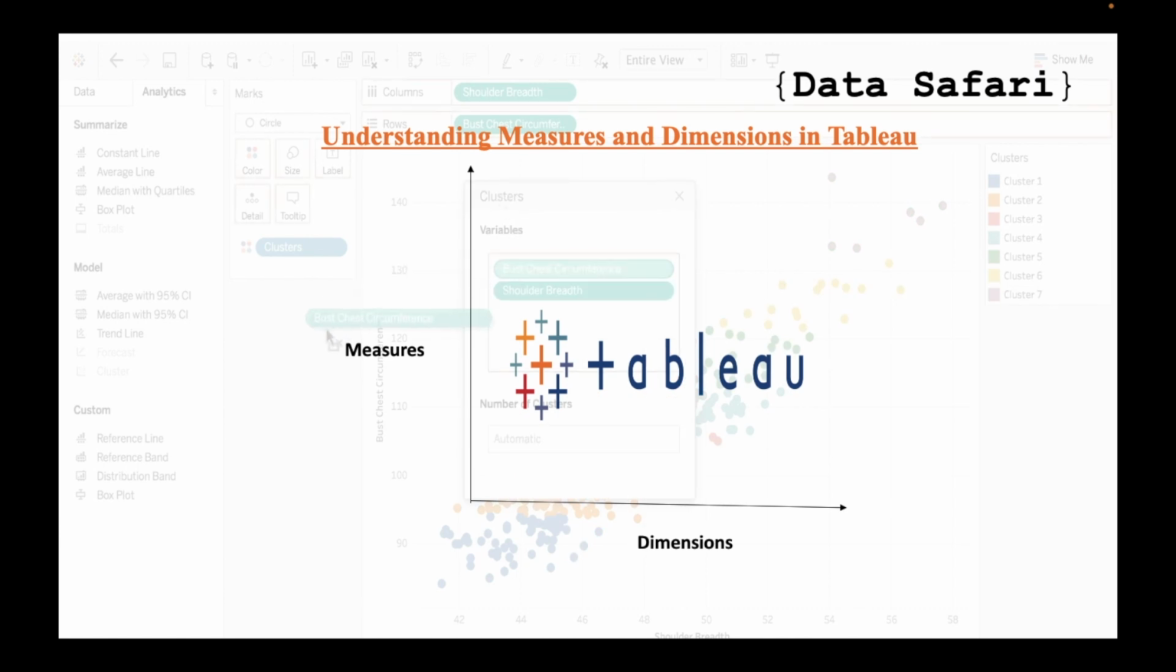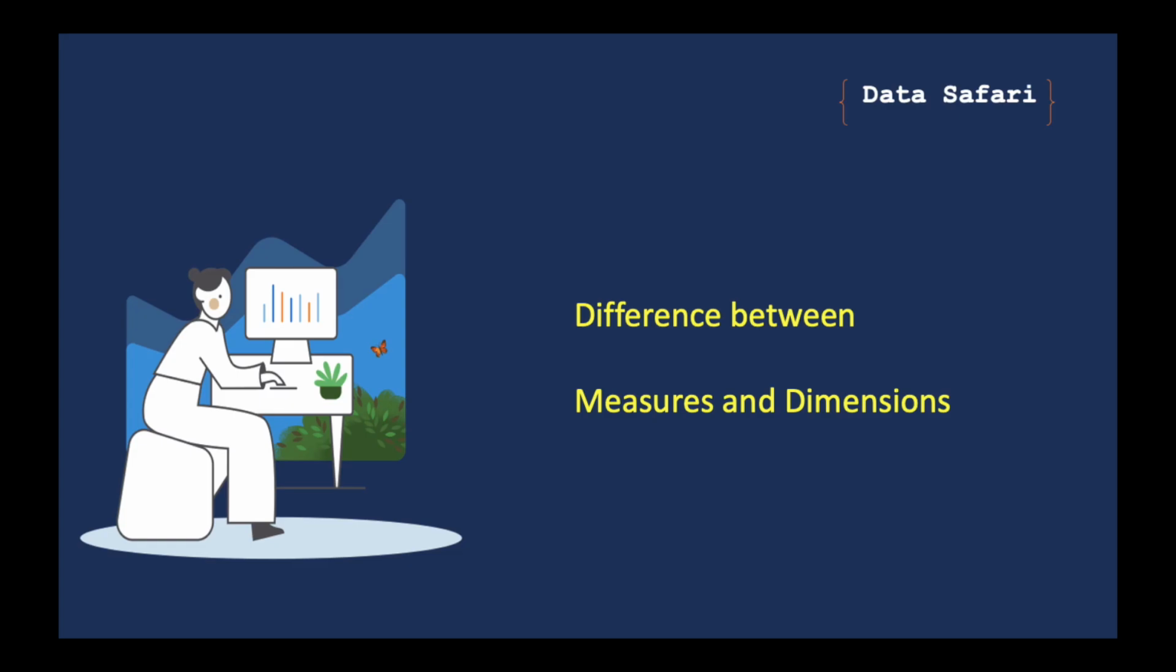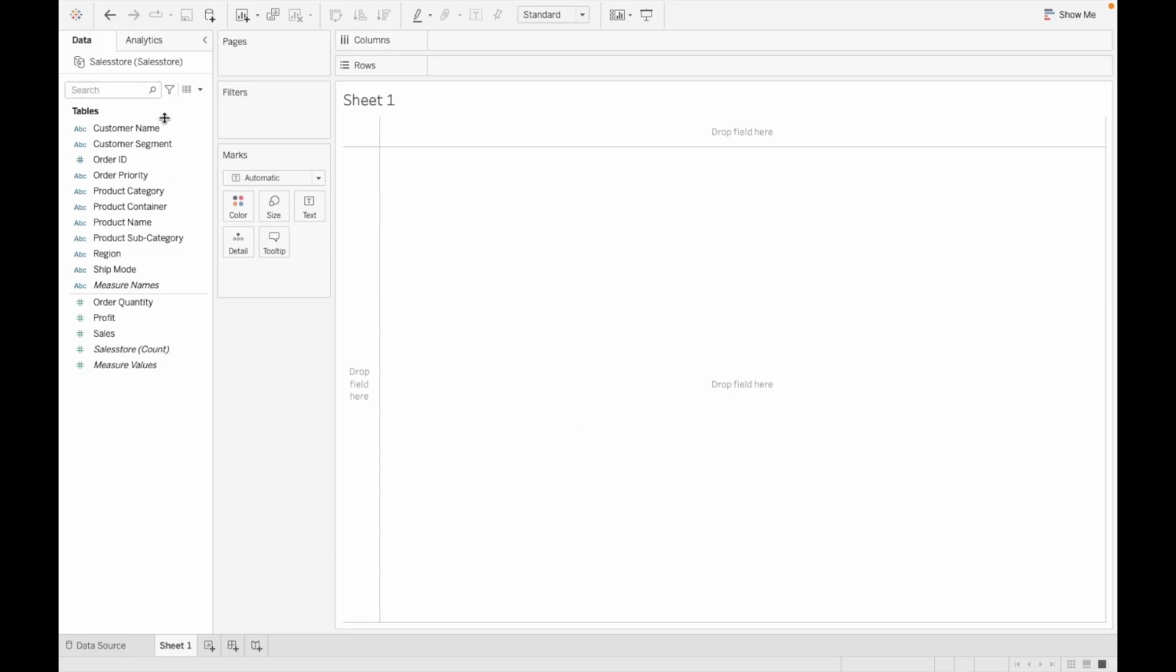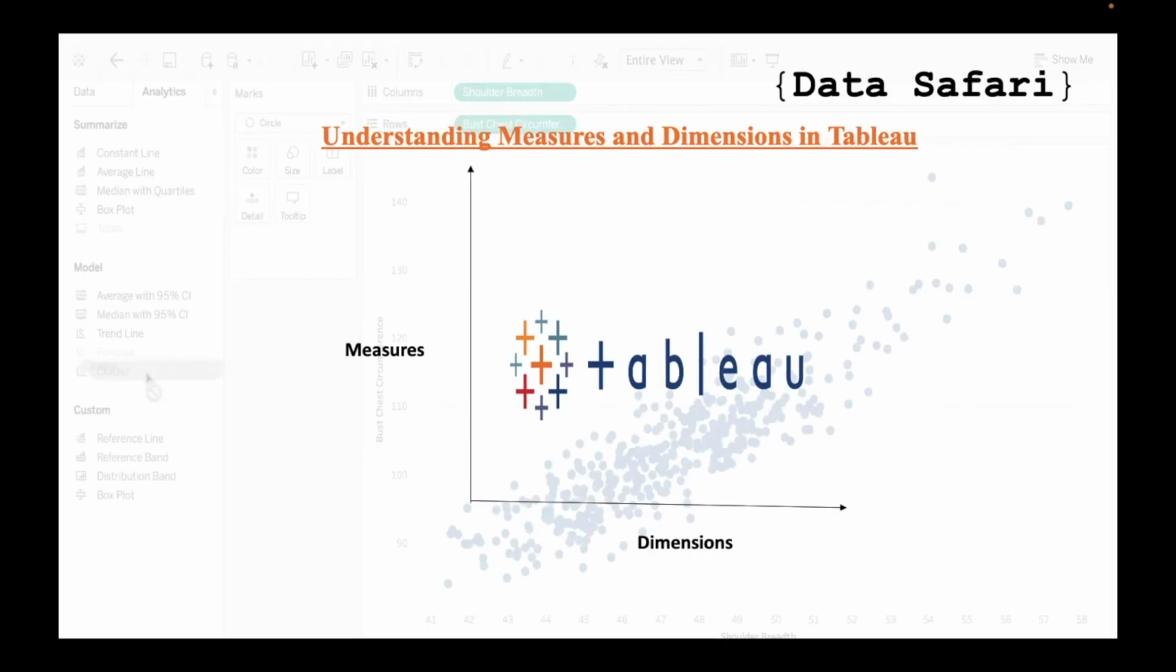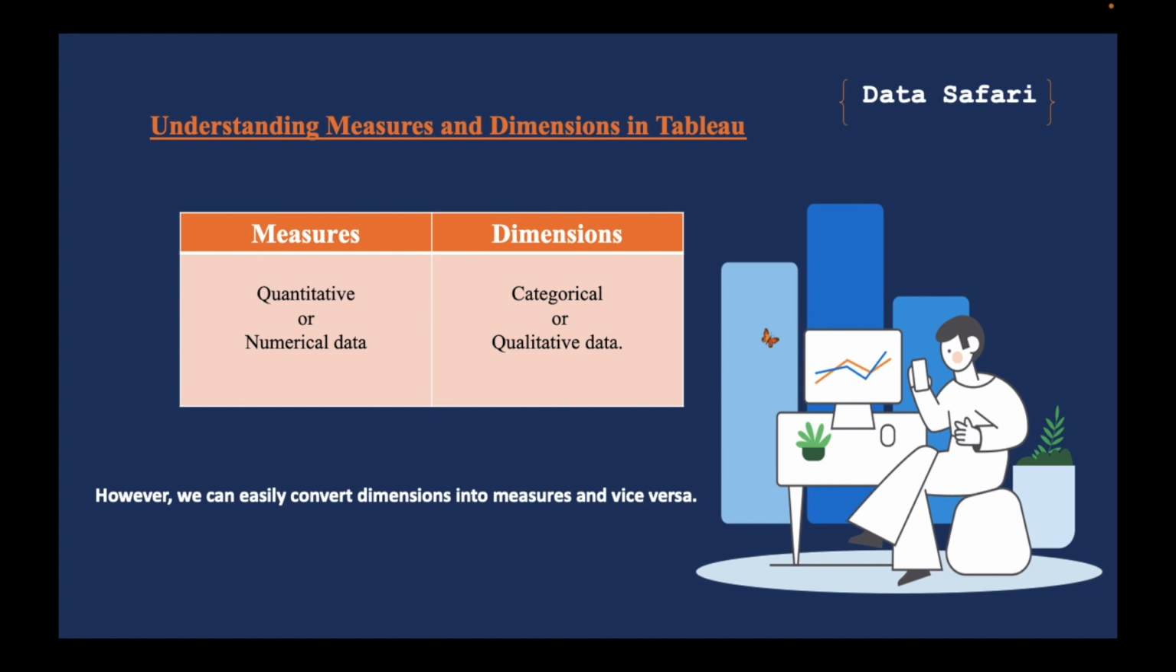So let's get started. Before we dive into the details, let's clarify the difference between measures and dimensions in Tableau. You can see this part is called dimensions and this one is called measures. Measures generally represent quantitative or numerical data, while dimensions represent categorical or qualitative data.